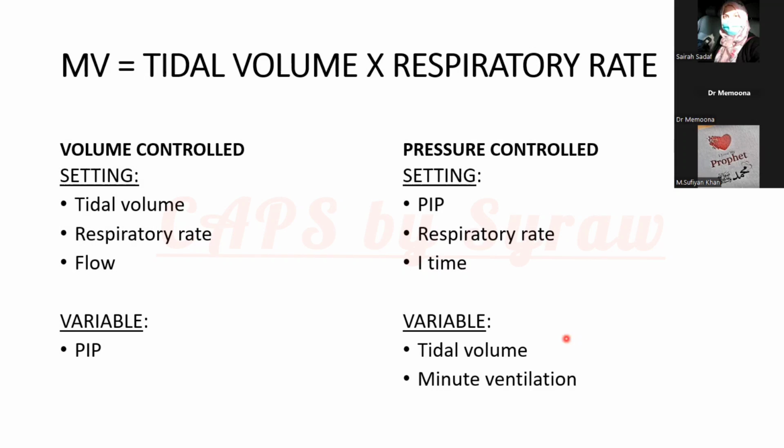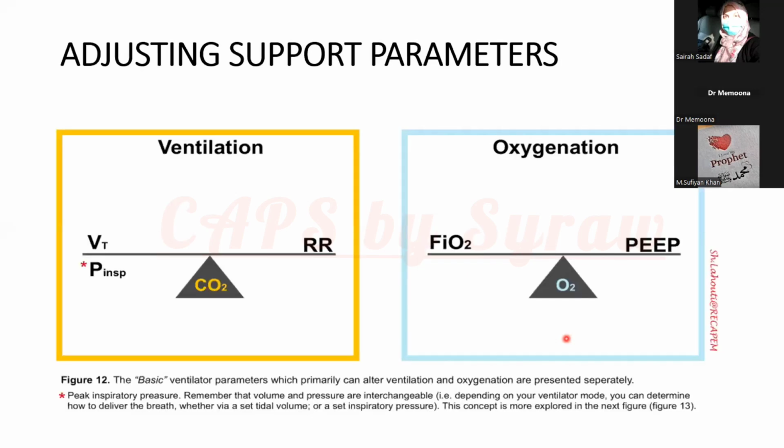But if the patient's lung compliance is reduced, then for a peak pressure of 20 centimeters of water, the vent won't be able to generate an adequate tidal volume. It may be around 150, 160. So since we have already seen that minute ventilation depends upon tidal volume and respiratory rate, the tidal volume varies. So this will invariably lead to changes in minute ventilation as well. We do not have control over minute ventilation in pressure control modes.